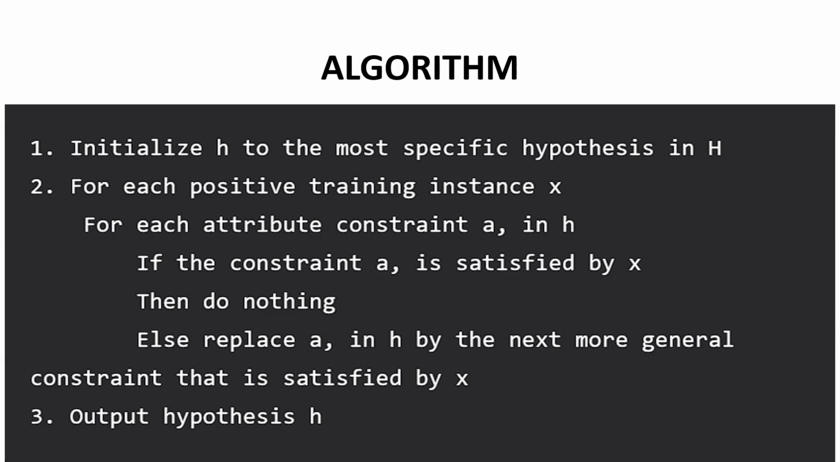This means the same as I told. Whenever we encounter positive data, if the positive data is the same as the specific hypothesis being mentioned, we do nothing. If it is changed, we replace it by a question mark to make it a generalized constraint. The output is the hypothesis obtained.